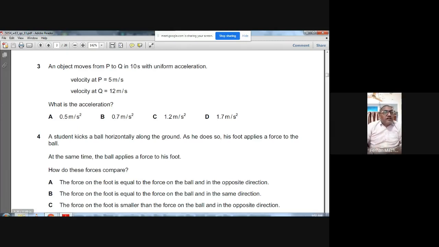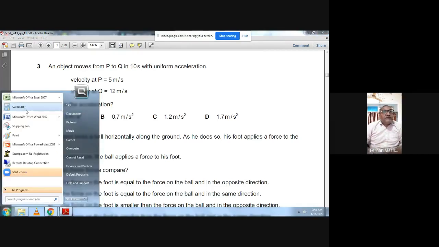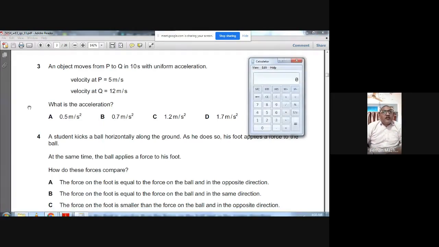So let's take out our calculators and do the calculation. On the calculator, the final velocity is 12. So find the change in velocity. That's 12 minus 5. So what is the change in velocity? That's 7. And divided by the time taken, which is 10. So your answer will be 0.7. So B is the choice. Question number 3, the choice will be B.